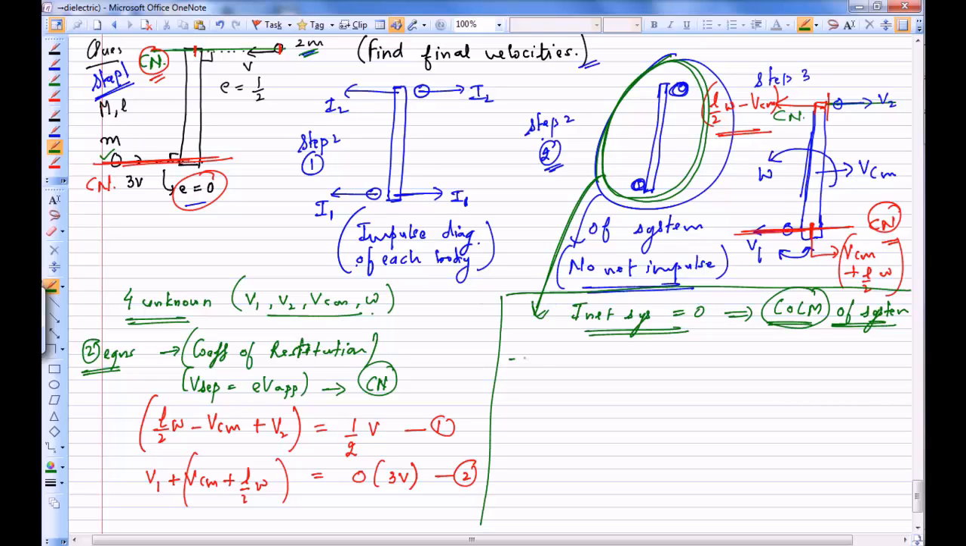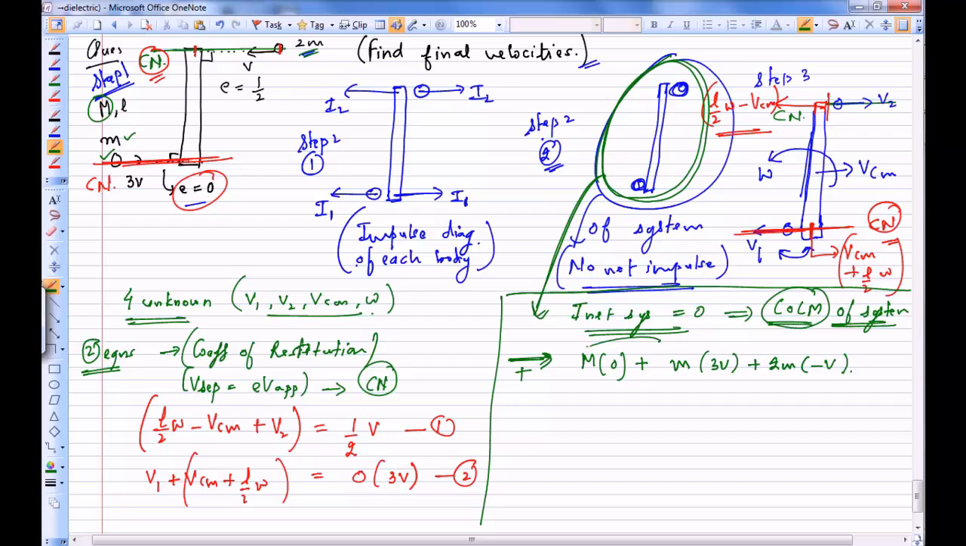So let's assume this direction to be positive. Initial momentum of the system would be linear momentum of 2M plus linear momentum of M plus linear momentum of capital M. So capital M into 0, this is our linear momentum of capital M just before collision, plus linear momentum of mass M, which is M into 3V. Why 3V? Because I have assumed this direction towards right to be positive and the velocity of this M just before collision is towards right, plus 2M into minus V because it's in the opposite direction.